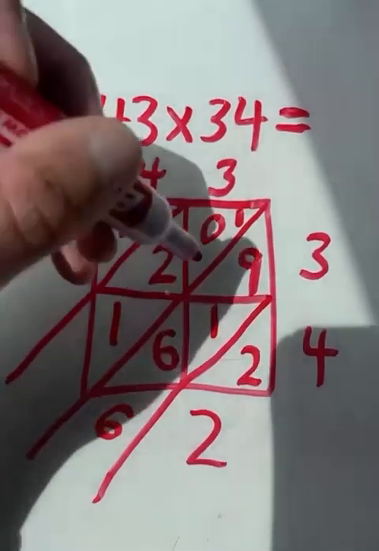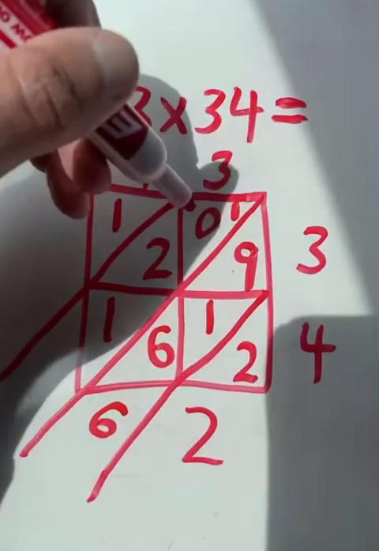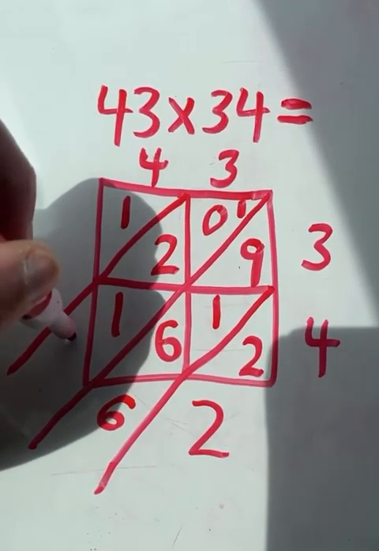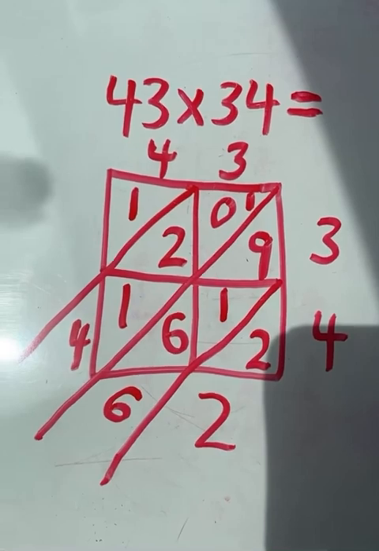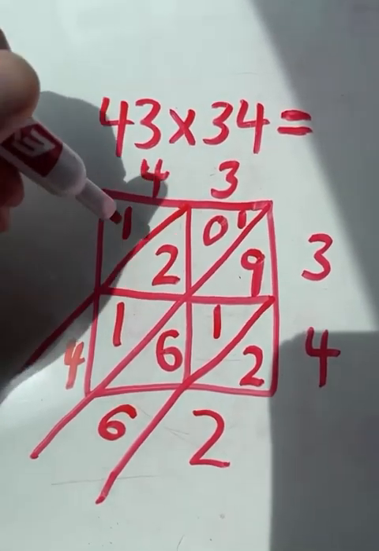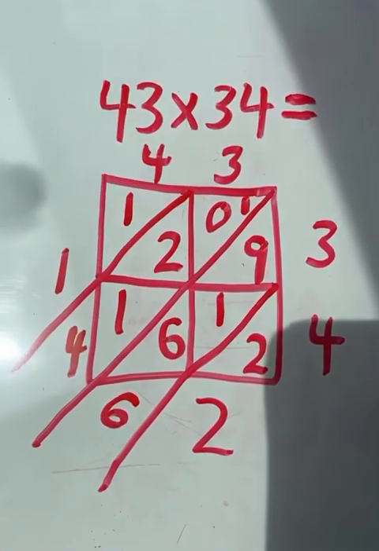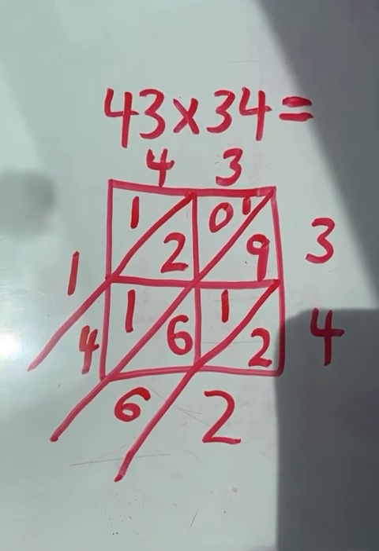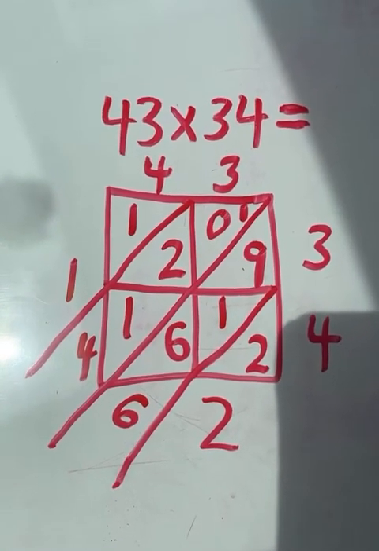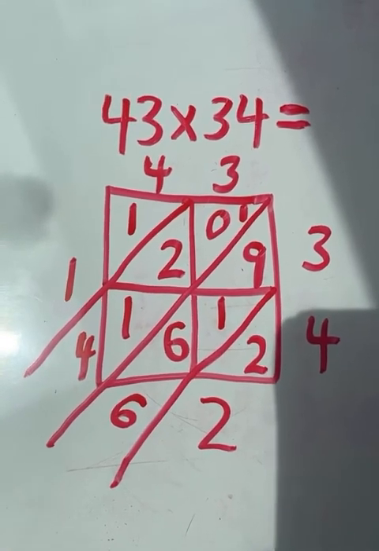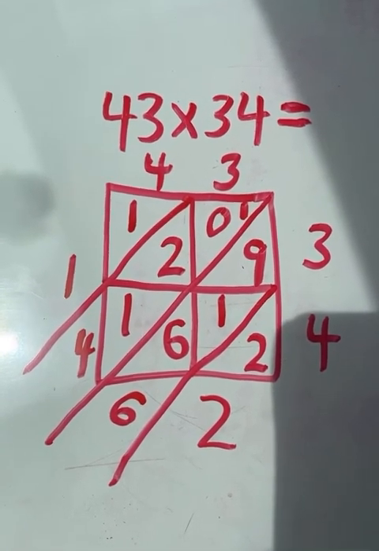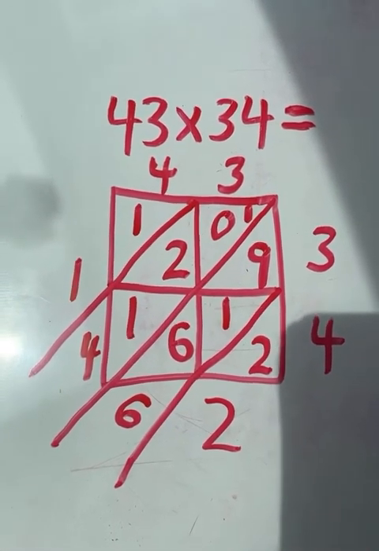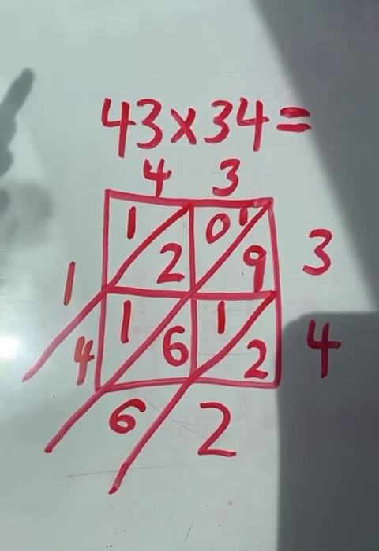Now we're adding all the numbers in between these 2 diagonal lines. So 1 plus 0 equals 1, plus 2 equals 3, plus 1 equals 4. Then along this diagonal line, the only number within the square is 1, so we're going to put a 1 up here. And we have our final answer. 43 times 34 equals 1,462.